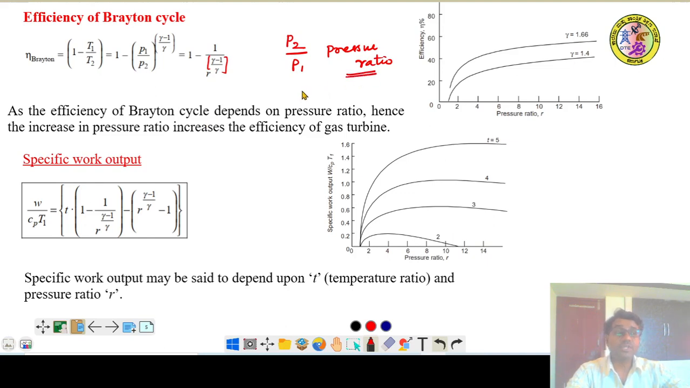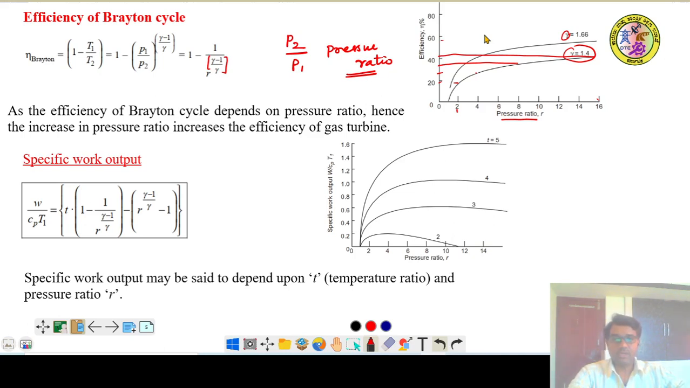So as the pressure ratio increases, the efficiency increases in the gas turbine. You observe in the graph or table, as the pressure ratio increases, the efficiency also increases. Pressure ratio is 2, efficiency is 20. Pressure ratio is 4, the efficiency is somewhat higher. Pressure ratio is 8, it increases. Pressure ratio is 16, the efficiency increases further. And not only the pressure ratio, but also the nature of the gas, that is gamma: if gamma increases, the efficiency also increases. This is one of the points that should be remembered in the gas turbine: if the pressure ratio increases, the efficiency increases.